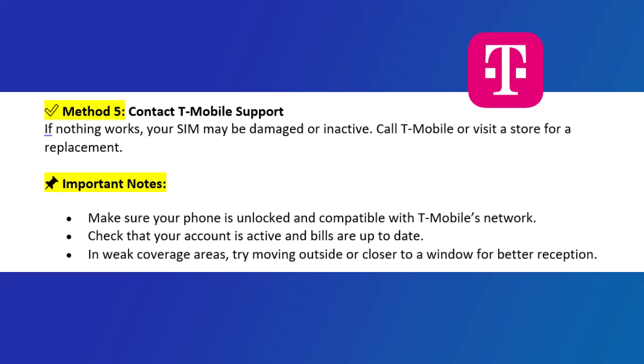Important notes. Make sure your phone is unlocked and compatible with T-Mobile's network. Check that your account is active and bills are up to date. In weak coverage areas, try moving outside or closer to a window for better reception.